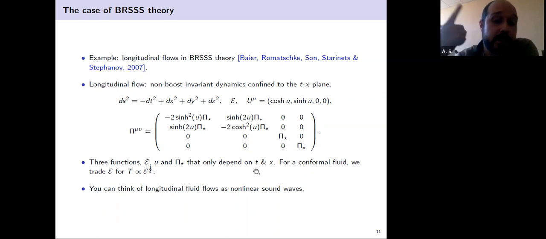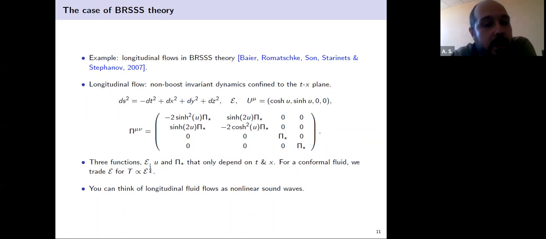And since I'm going to be focusing on the case of conformal fluids in the remaining part of the talk, you will often see me trading the energy density for an effective out-of-equilibrium temperature defined in terms of the energy density by this expression here, okay? And perhaps a useful way of thinking about the longitudinal flow is as nothing but a nonlinear sound wave.